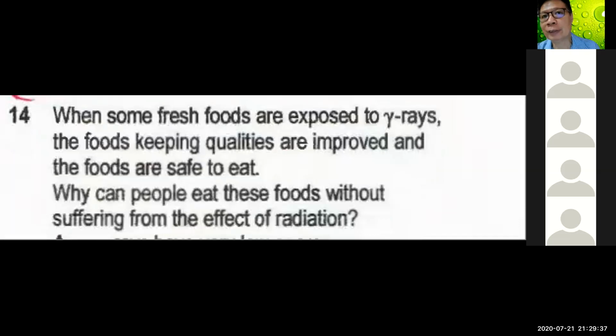Normally, you want to preserve the food. We use gamma rays to scan the food to kill off the insects and germs, so the food can last very long. But yet, we say the food is safe to eat. Why? What is the reason?